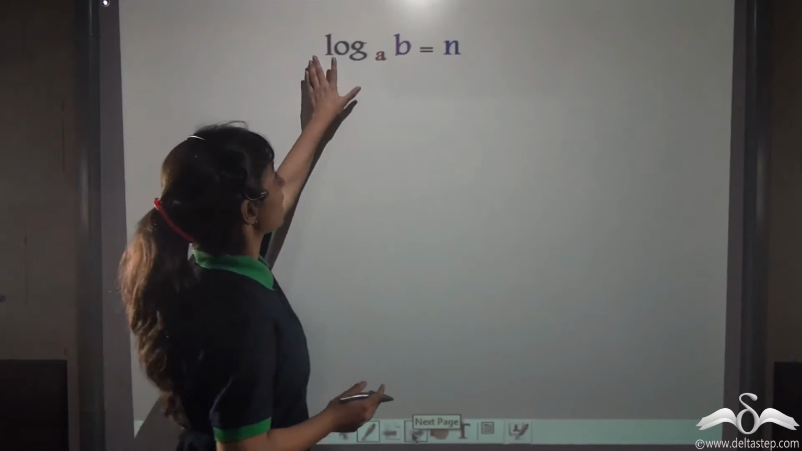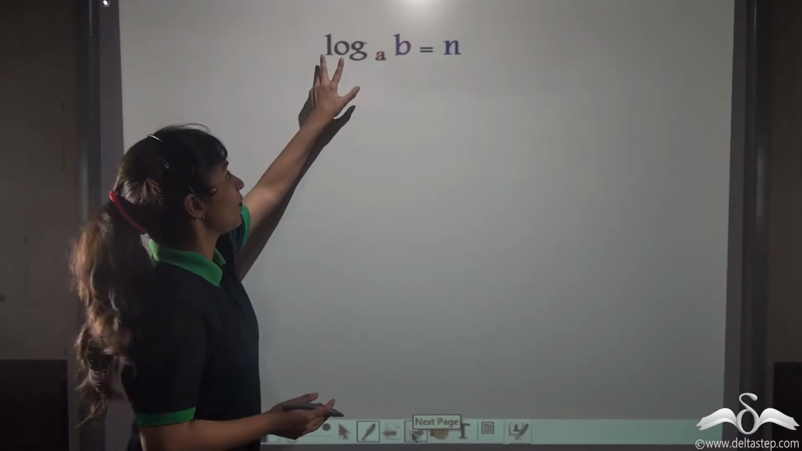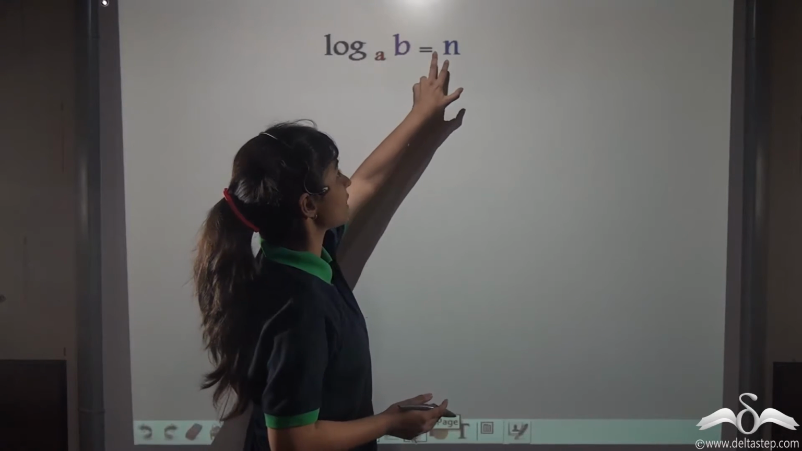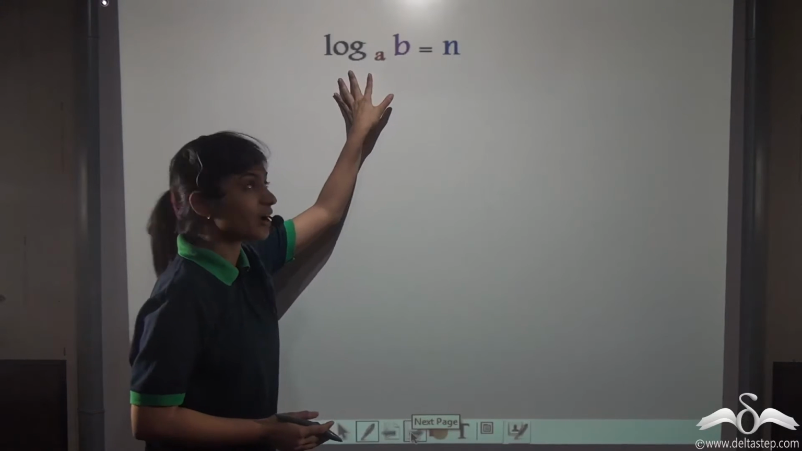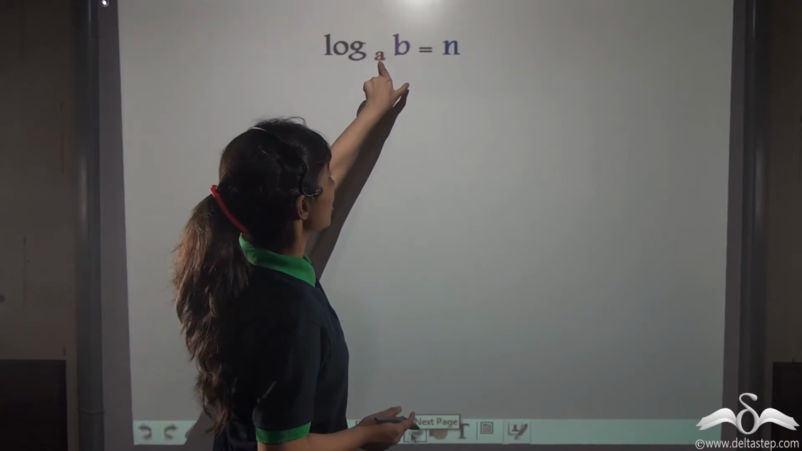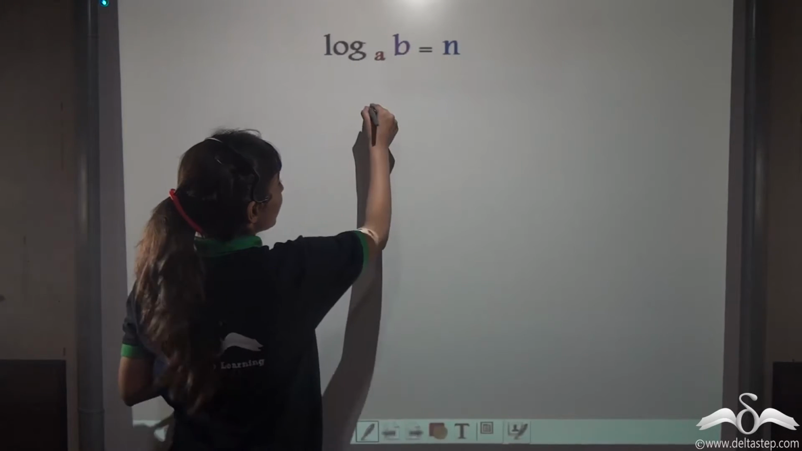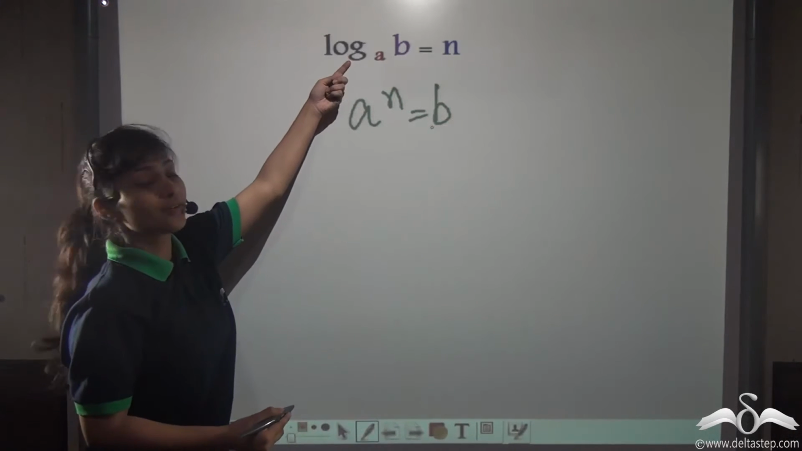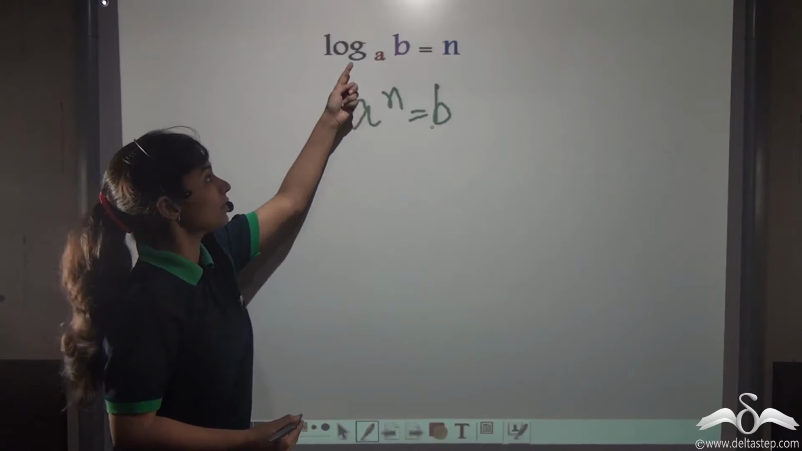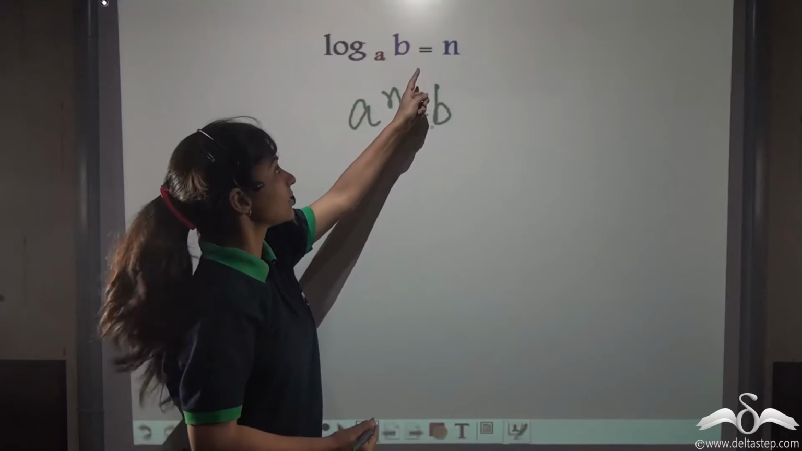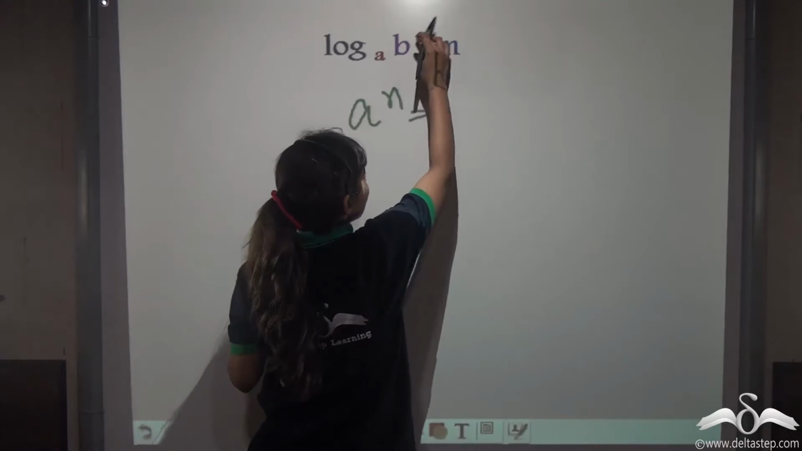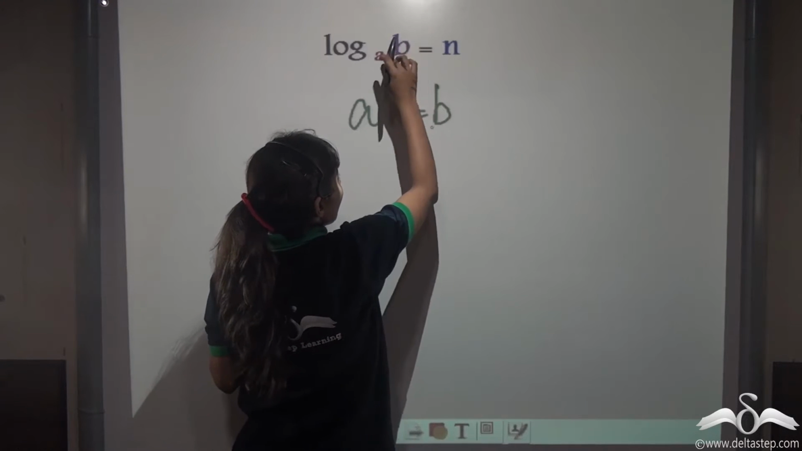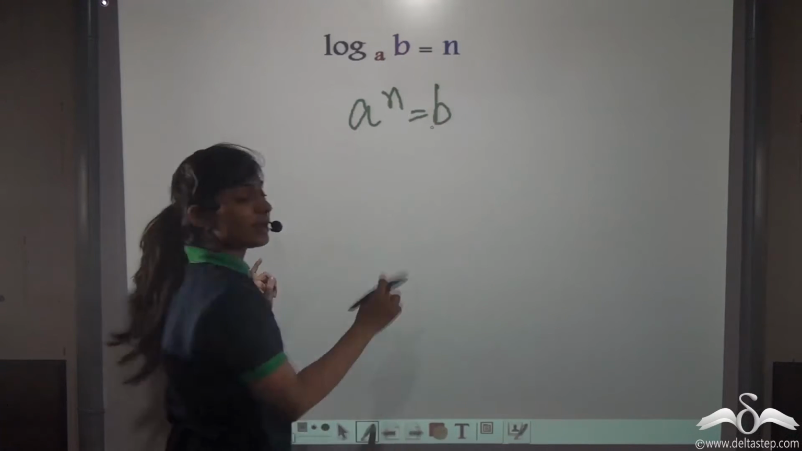You know that logs are written in this form, where log b to the base a is equal to n. What does this signify? This signifies that a to the power n is equal to b. This is actually the exponential form, and the logarithmic form is written like this. This means that we get the number b when a is multiplied with itself n number of times.